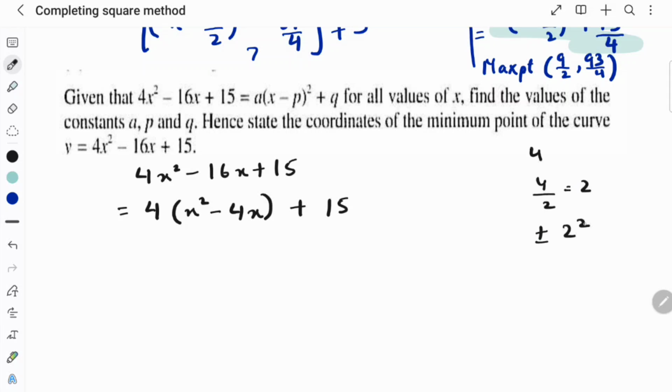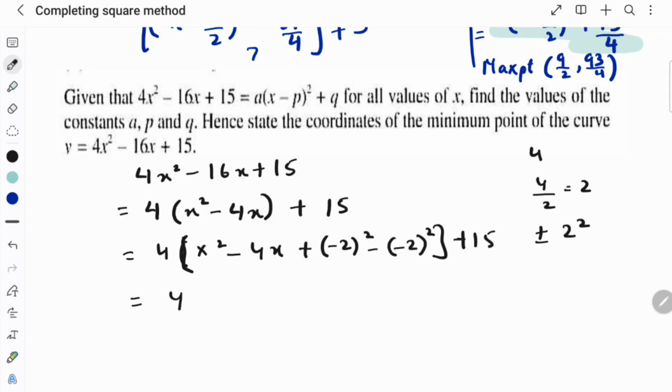We add and subtract 2² in this question: 4(x² − 4x + 2² − 2²), close the bracket, and then plus 15. Whenever we look up to here, it becomes (x − 2)², but we keep the other term in the bracket because some number is inside which will be multiplied by 4 later. That is −4. Minus 2² is minus 4, and outside it's multiplied by 4, so it is −16 plus 15.